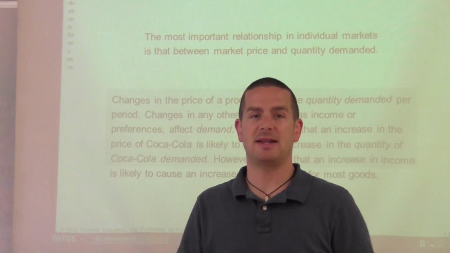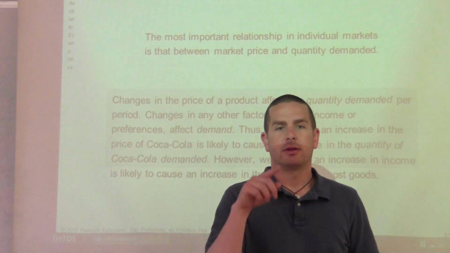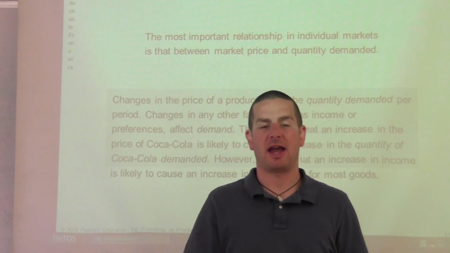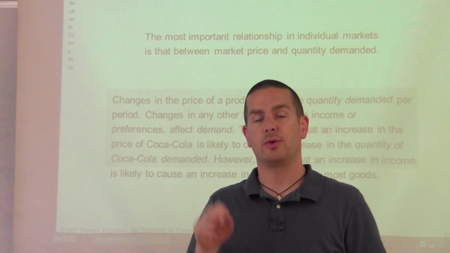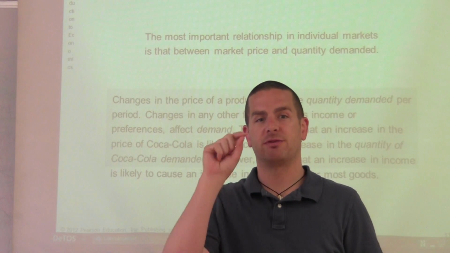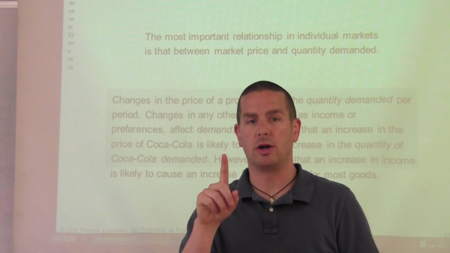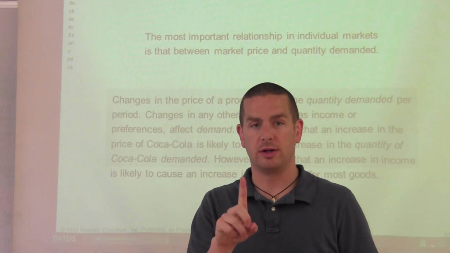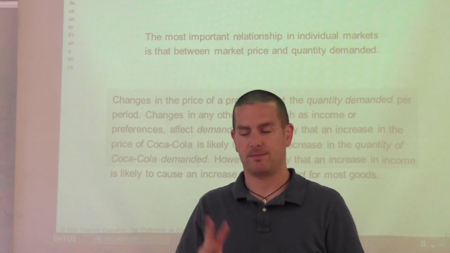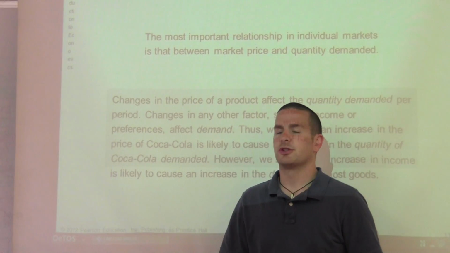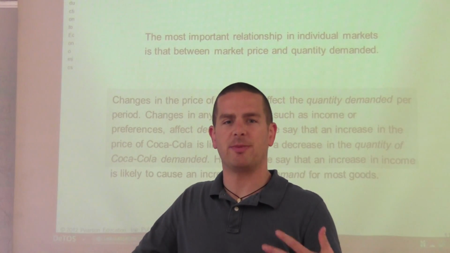And the quantity demanded is changing. At a price of 3, I would buy 1. At a price of 1, I will buy 3. So what we can see here now is this inverse relationship forming.